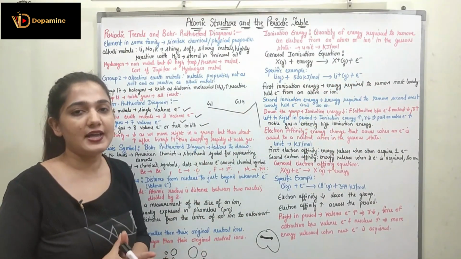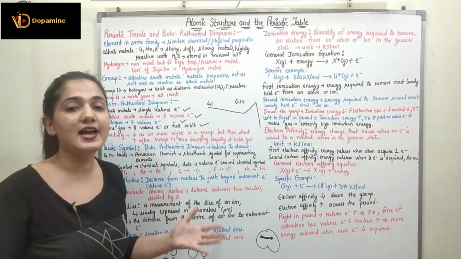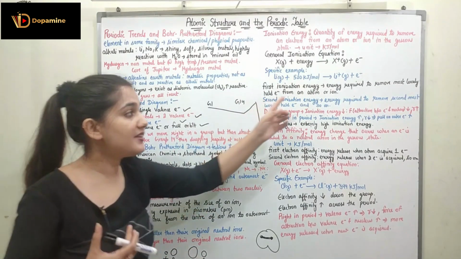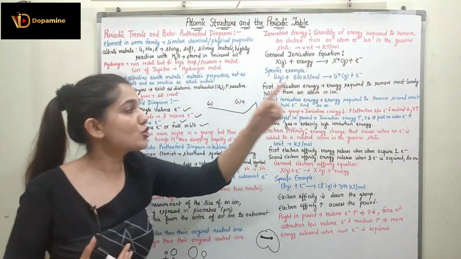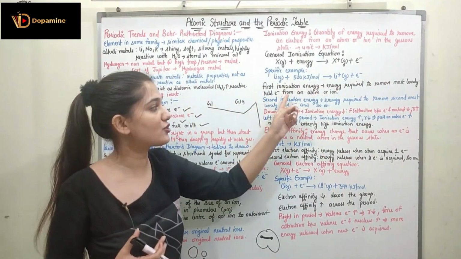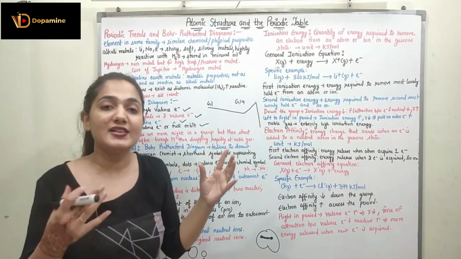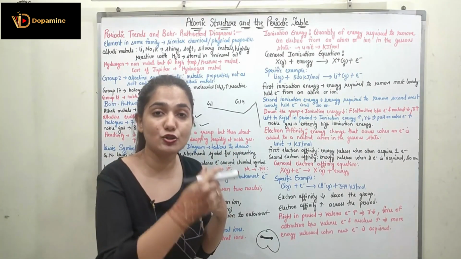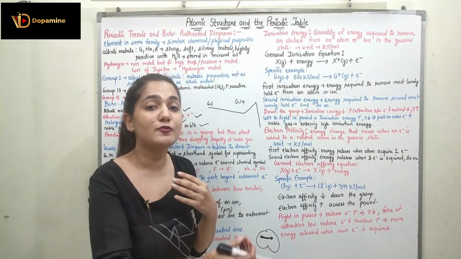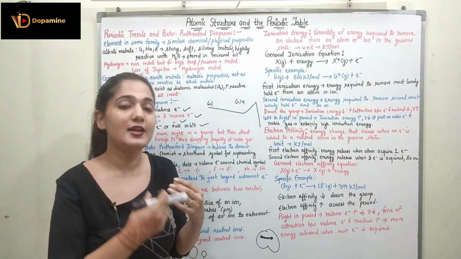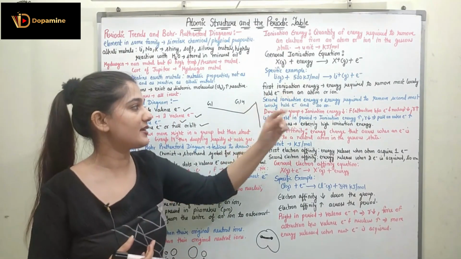Coming to the first ionization energy. What is the first ionization energy? It is the energy required to remove the most loosely held electron from an atom or an ion. If I take the atom or an ion and see which is the most loosely held electron, only one electron I am removing, which is the most loosely held electron. This is called my first ionization energy.